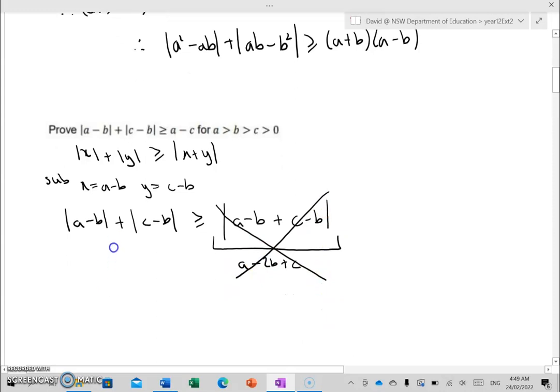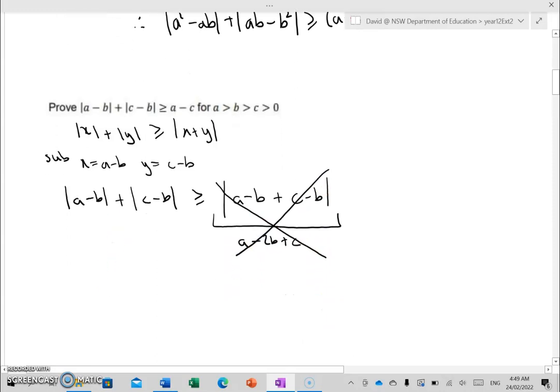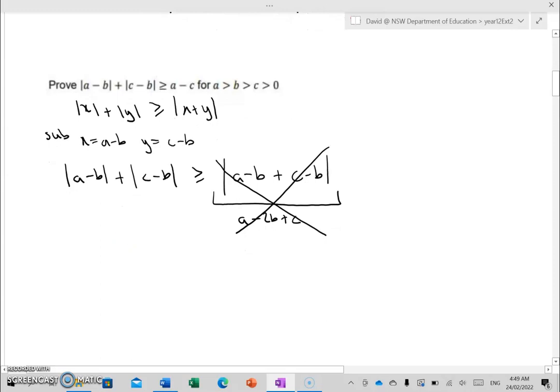So rather than going on and approaching something new, let's have a think about how we can change this a little bit to be what we want. We want an a minus c. So essentially we want the b's to cancel out. So I've got a minus b there and another minus b, and I'm going to be adding, making a minus 2b. And the other thing I didn't like is I had a plus c and I want a minus c.